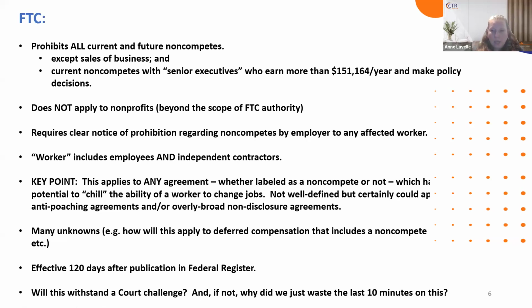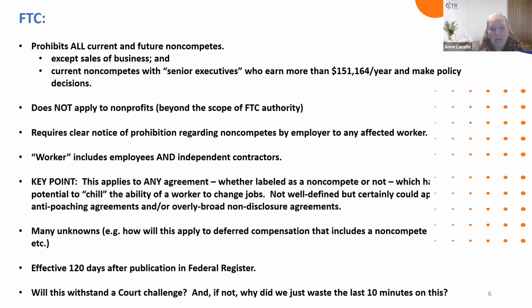There's also a lot of unknowns. So sometimes you get very sophisticated deferred compensation arrangements or severance agreements with deferred comp that require me not to compete for a certain amount of time. Nobody knows how this rule will apply to that. This rule is effective 120 days after publication in what's known as the Federal Register. It was just published. So the effective date will be September 4th.